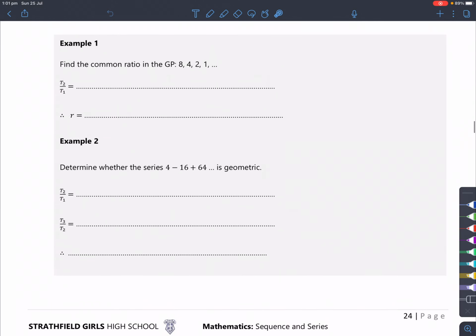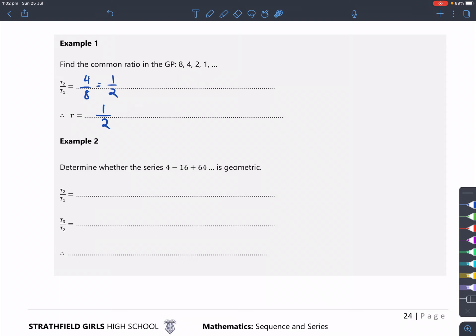So, in example 1, find the common ratio in the GP: 8, 4, 2, 1. Well, if I get T2, which is the second term, divided by the first term, 4 divided by 8 is going to equal half. So our ratio in this case is half. To get from one number to another, we just multiply by half.